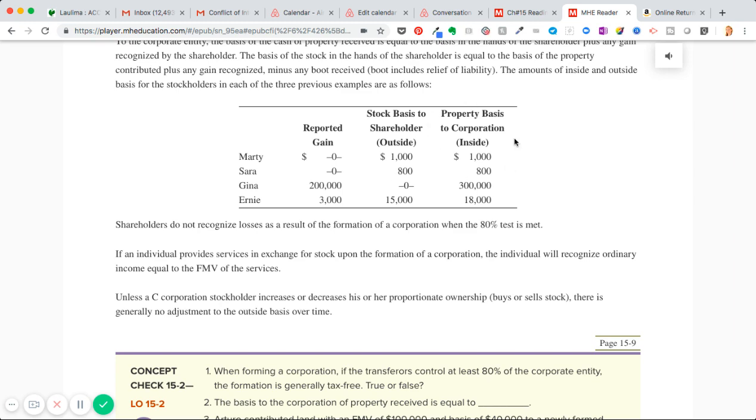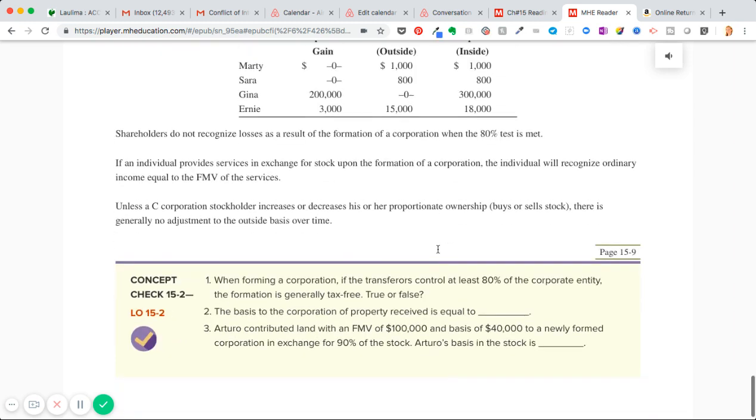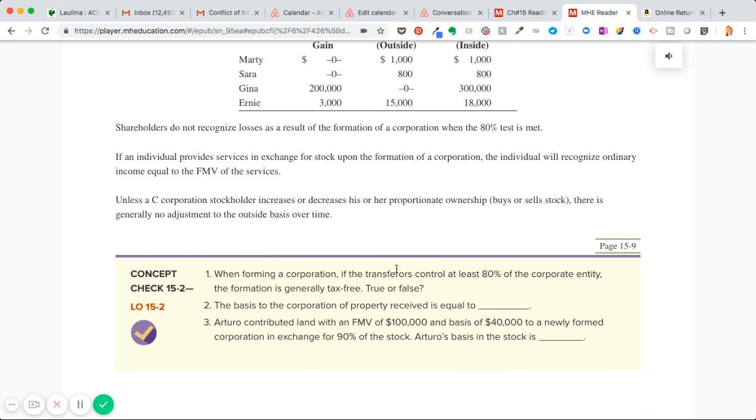Instead, on the inside basis, the shareholders who own the business, if they're working in the business, get a W-2. They're treated as an employee. So it's very different. So when forming a corporation, if the transferors, which are the owners, control at least 80% of the corporate entity, which is through stock, then the formation is generally tax-free.